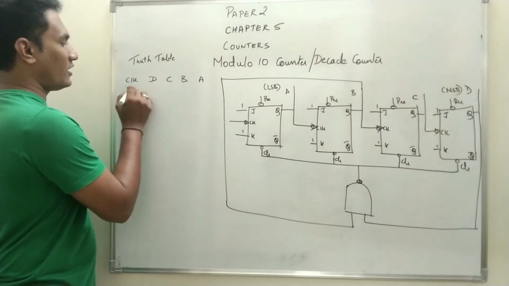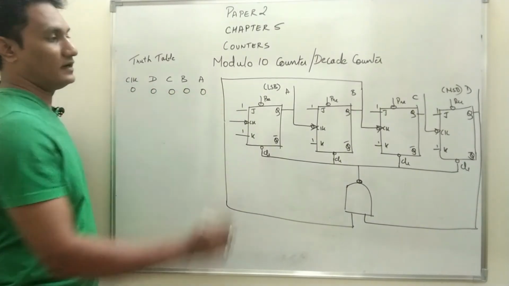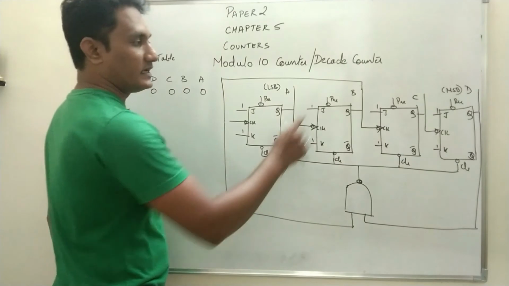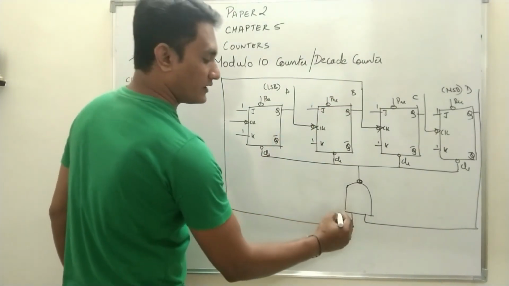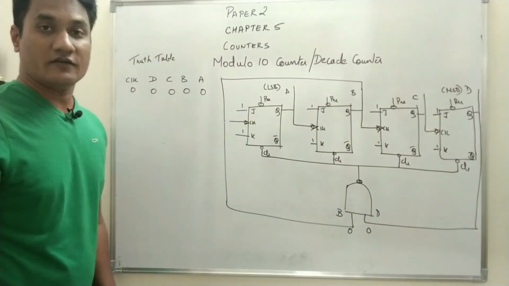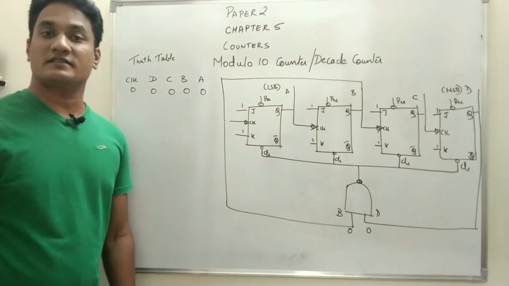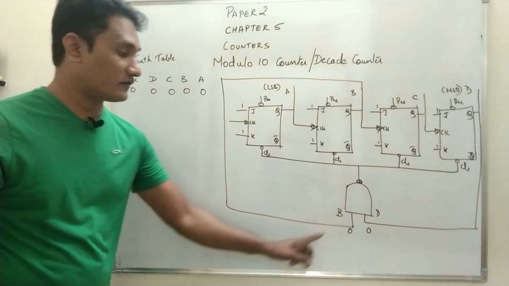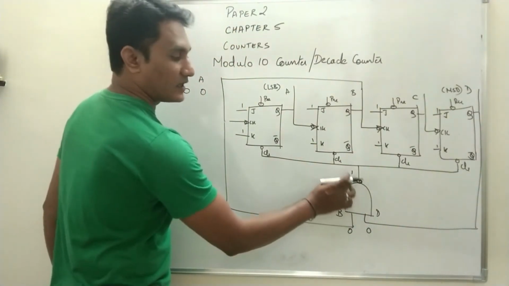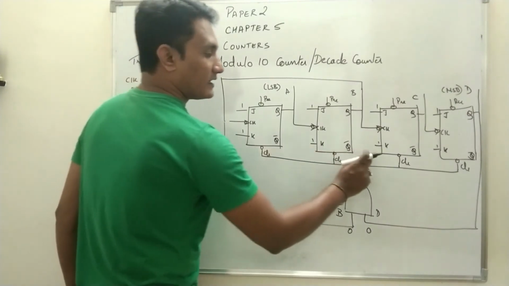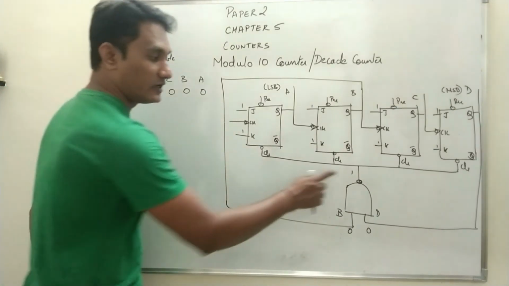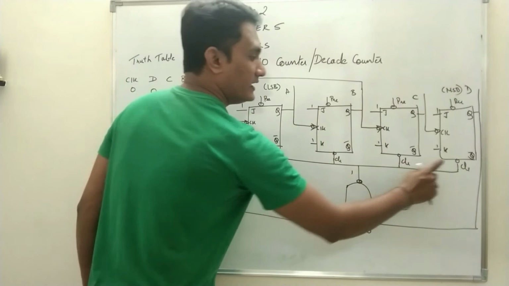Let's say initially when the clock is 0, DCBA is all 0. Now see the input for the NAND gate. What is the input for the NAND gate? This is B and this is D. Both are 0. And what is the property of a NAND gate? Just now we tried to understand, it is the inverse of multiplication. So inverse of multiplication, 0 into 0 is 0, inverse 1. So NAND gate's output is 1. Now all these clear terminals are active low. That means they will be activated only when you give 0. What are you giving now? 1. So these terminals will be deactivated.